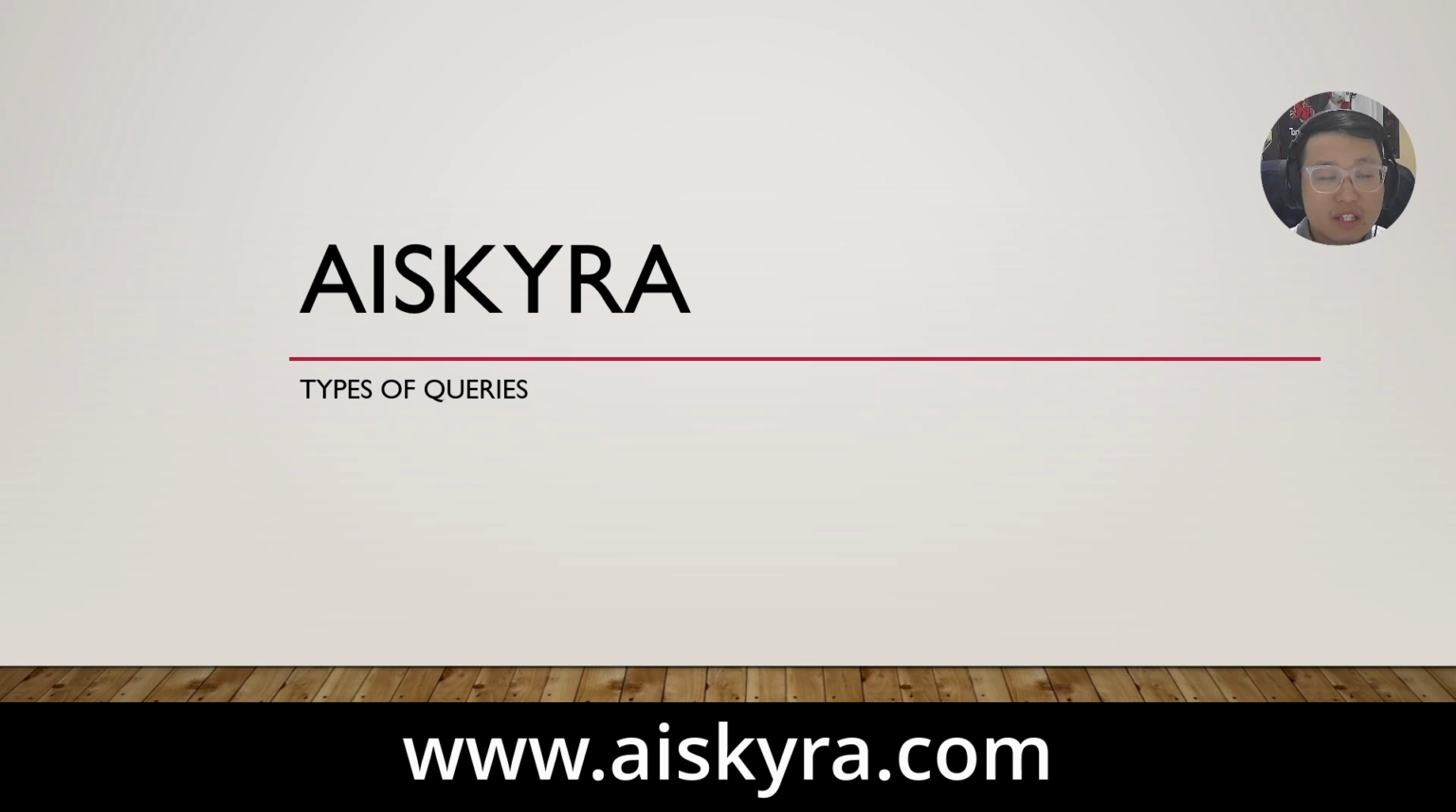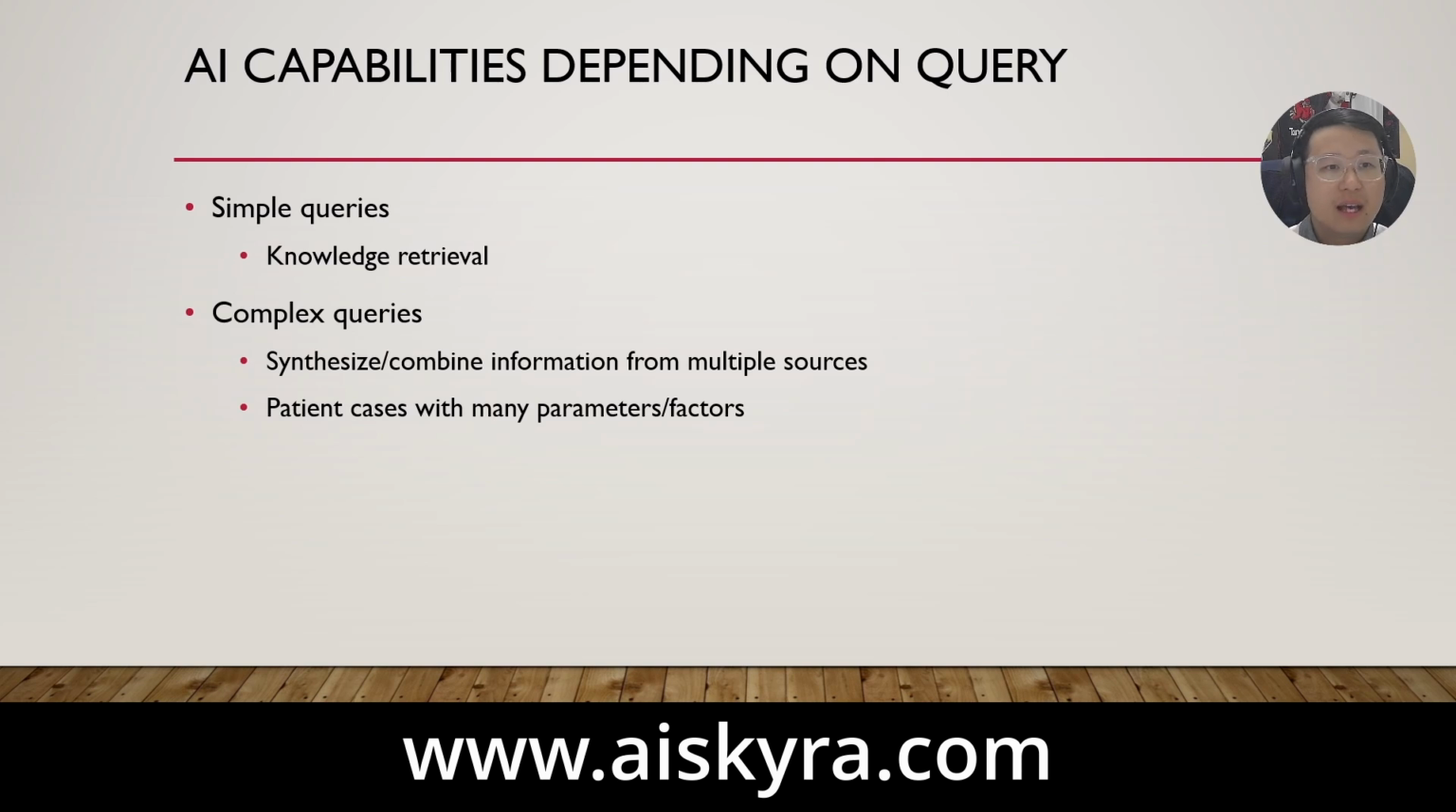Now, in terms of the types of questions you might want to ask our AI, I've separated them into two different categories. One of them is simple queries, and the second one is complex queries. By simple queries, I'm referring to simple knowledge retrieval.